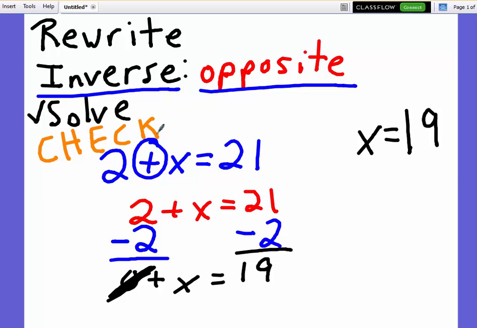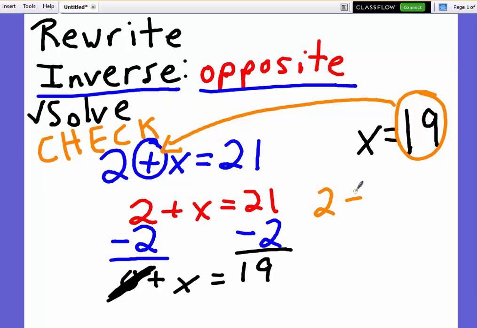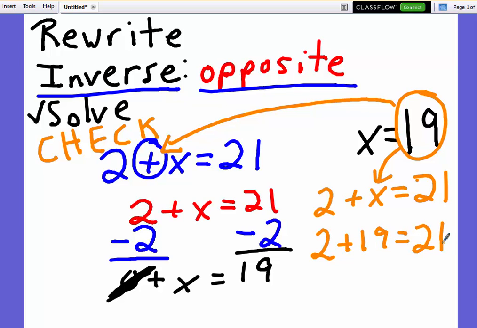So how I check that work is I take whatever x equals, and I'm going to put it back into my original equation. So here I have my original equation, 2 plus x equals 21, and I substitute that 19 in for x. So I'm going to rewrite it. 2 plus 19 equals 21, and then I know 2 plus 19, well, that's 21, and 21 equals 21, so my left side equals that right side.